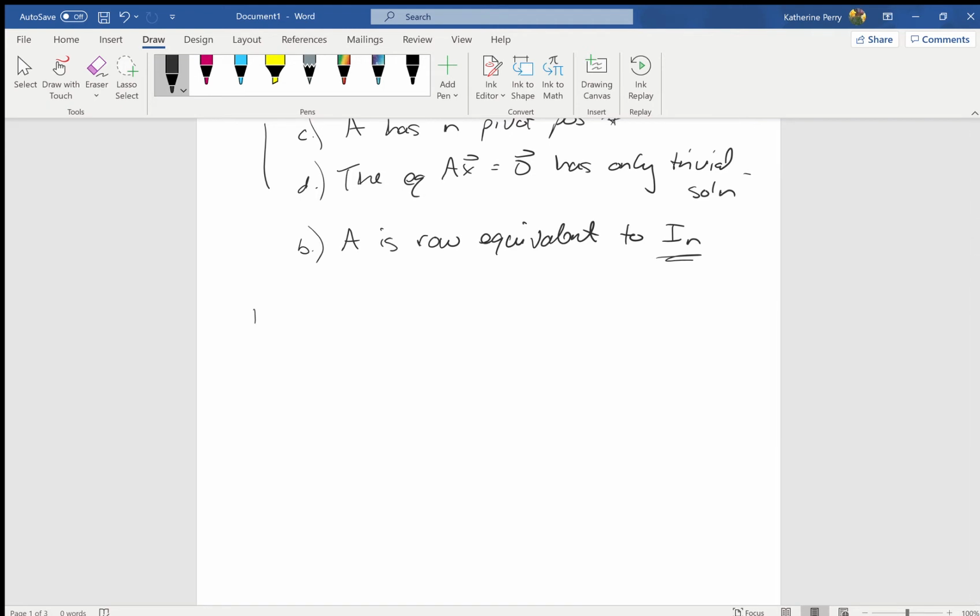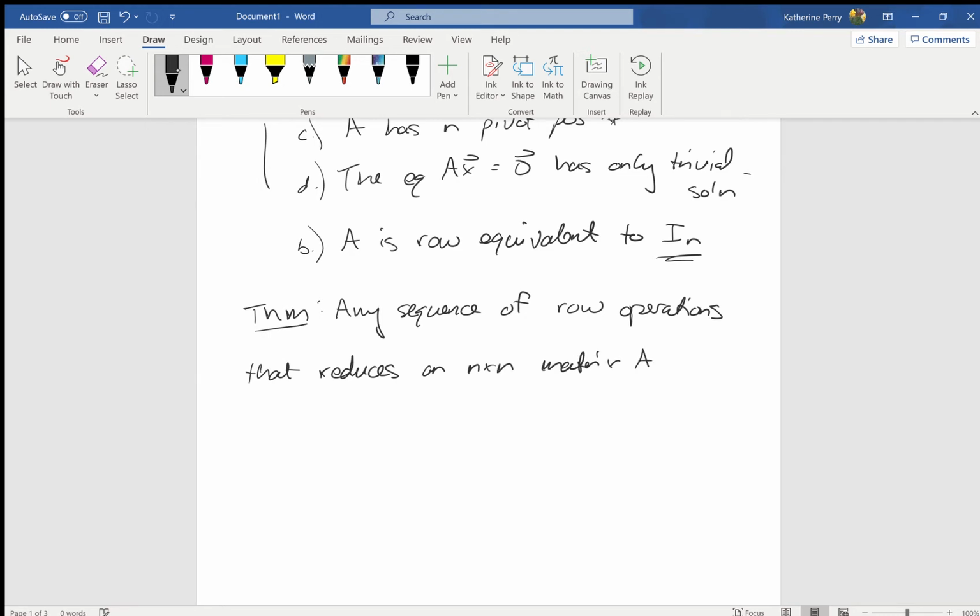There's the following theorem in the book, which says that any sequence of row operations that reduces an n by n matrix A to the identity matrix IN also transforms IN into A inverse. Okay, so what does that actually mean?